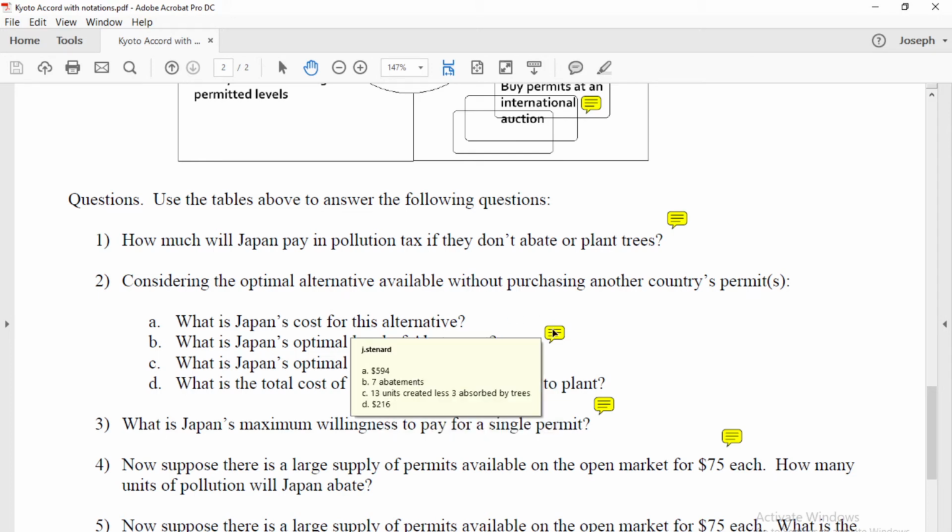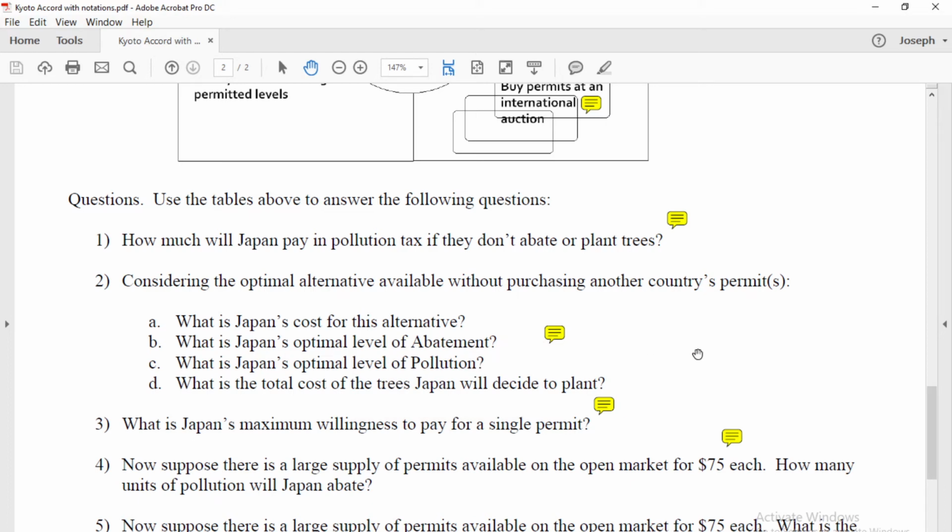13 units created, and the 3 trees that they planted then absorb 3 of those. So the total effect on the environment is as if they had only put in 10, but they're actually making 13. If you're familiar with movies, they might say it's a carbon neutral endeavor. They acknowledge that they're making carbon, but they're also doing something to offset the carbon they're producing, so that the net impact on the environment regarding carbon is 0.